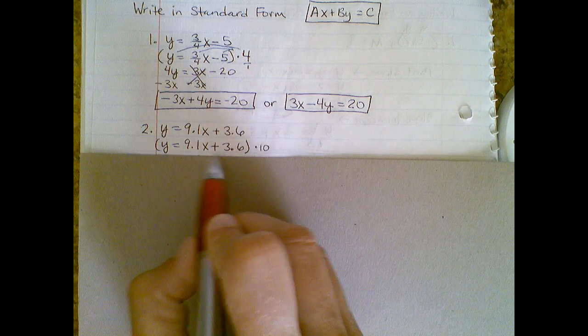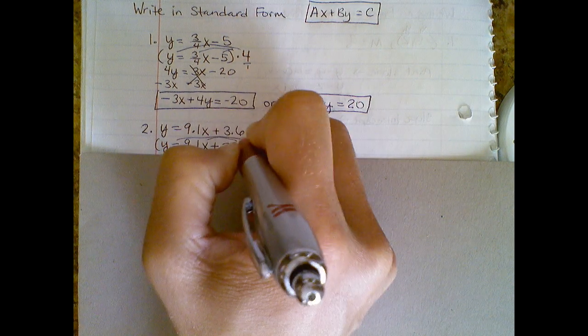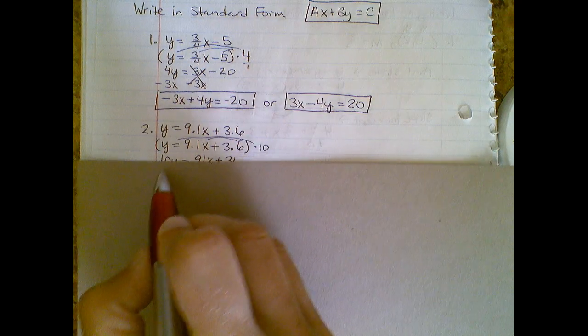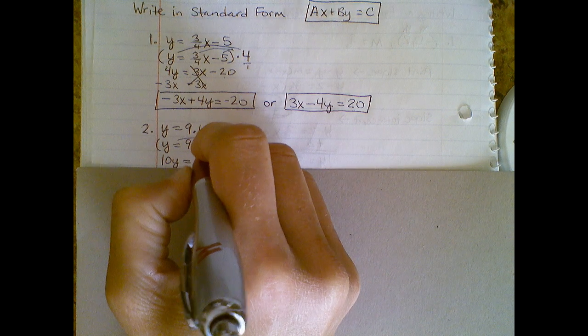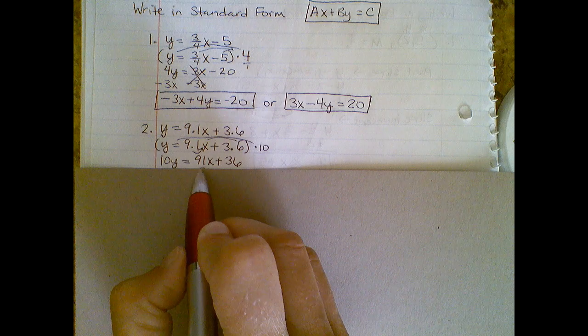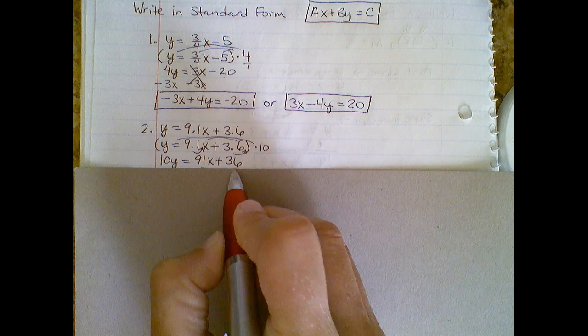Now, we cannot just multiply these two decimals by 10. We need to distribute this to all three terms. So 10 times y, we get 10y. 10 times 9.1, that just moves the decimal over one place to the right. So we get 91x. And then 10 times 3.6 is 36.